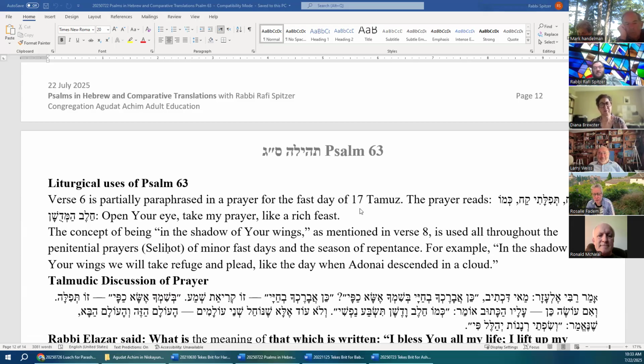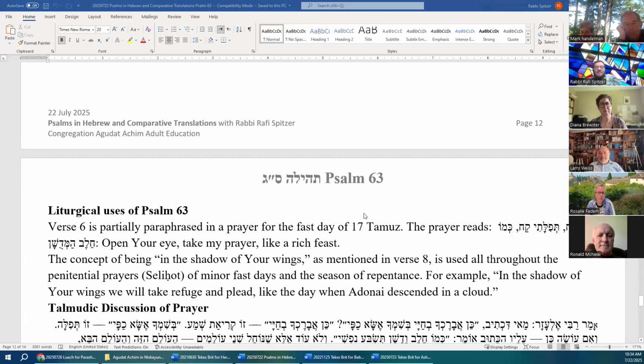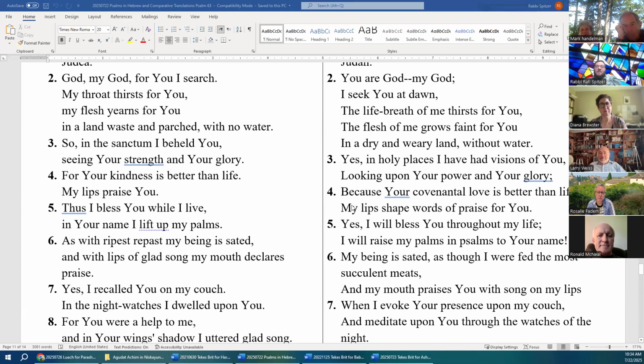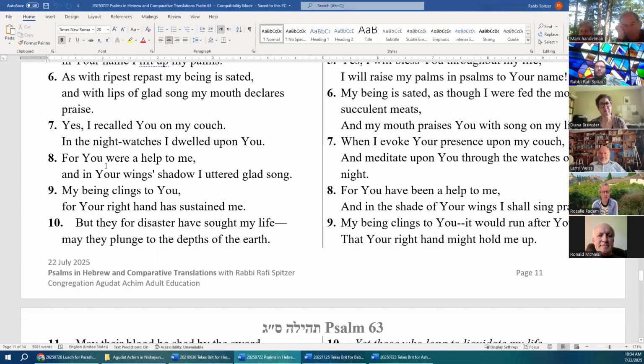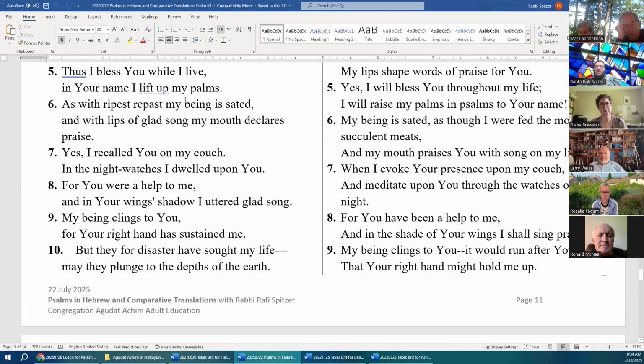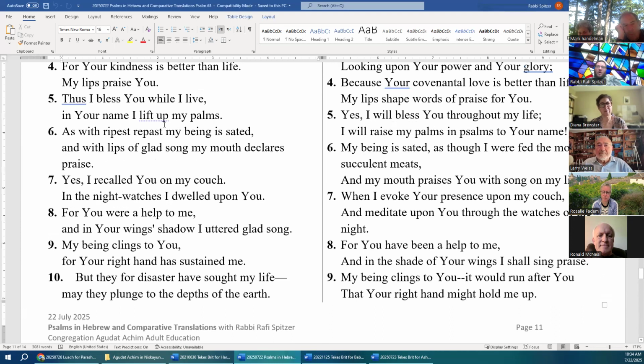But one thing that jumped out at me while I was studying this psalm is that even though the psalm isn't used very much in our prayers, it is absolutely used in a discussion about Jewish prayer in the Talmud. And that's because this psalm actually is rather prayerful, and because the phrase, my mouth declares praise, also the phrase, I lift up my palms, both of those phrases feel like they are evoking prayerfulness.